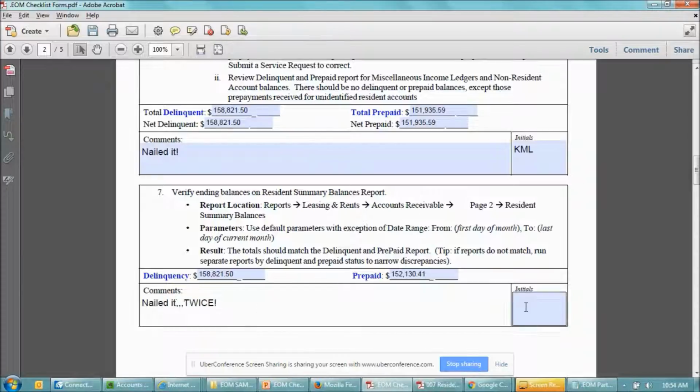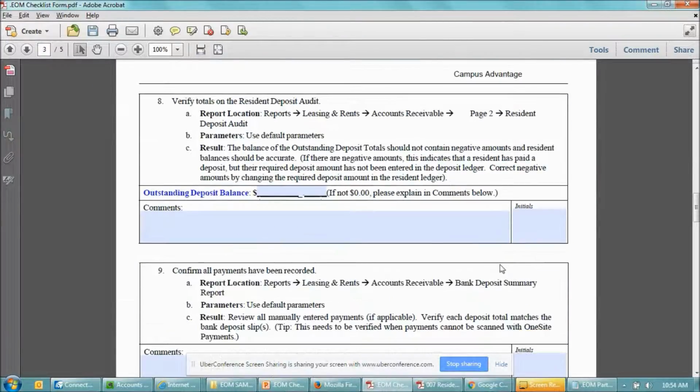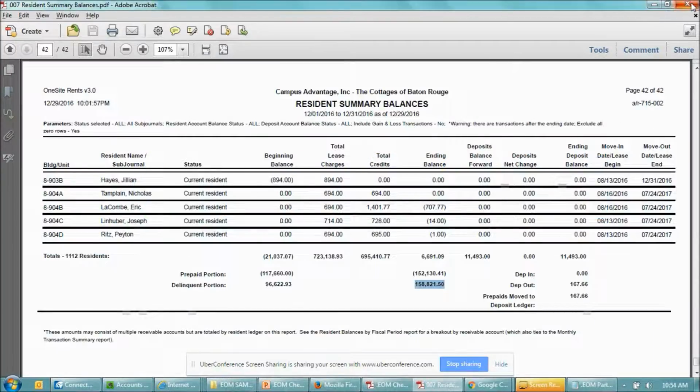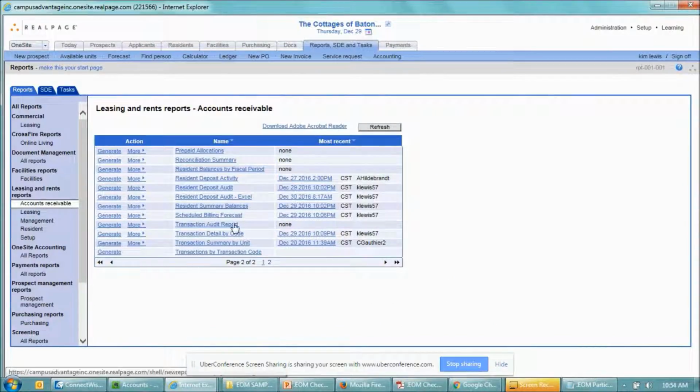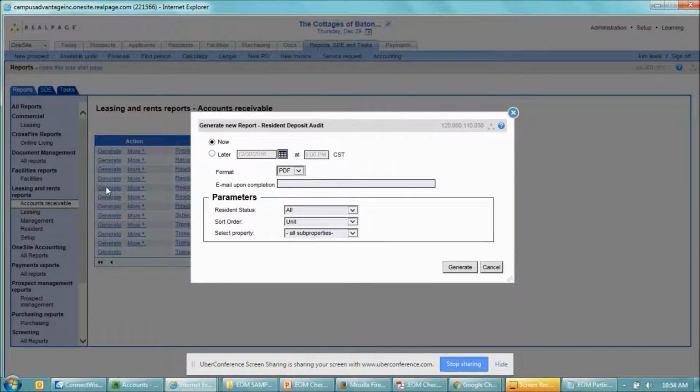And initial away. Number 8. Verify totals on the resident deposit audit. So the resident deposit audit report, let me close out of that. The resident deposit audit report is found on page 2 as well. OneSite recently released a new version of it where you can run it in a clean Excel format. We love that. For the end of month purposes, you can generate just the PDF version by clicking generate in the standard one without the -Excel.